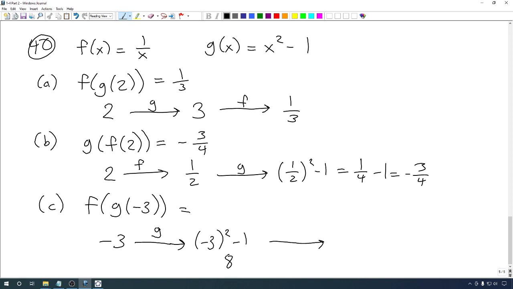We're going to take that 8 and plug it into f, because f is the next thing that we see. Well, f just takes 1 over what we put into it, so 1 over 8. And so 1/8 is our answer.